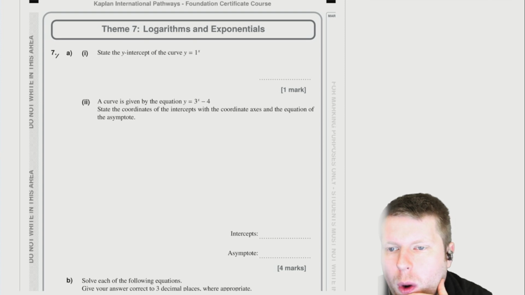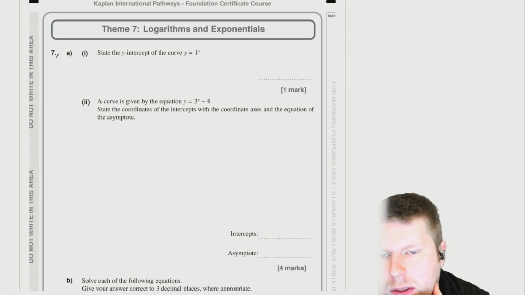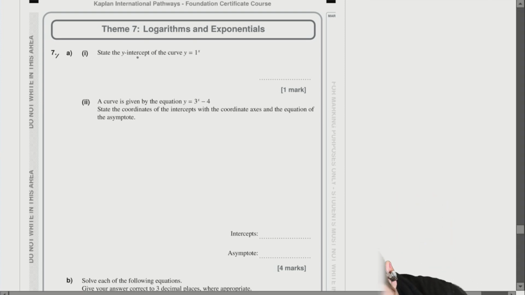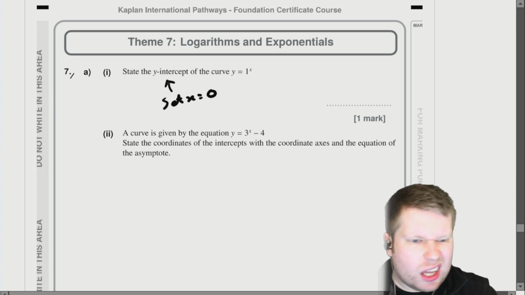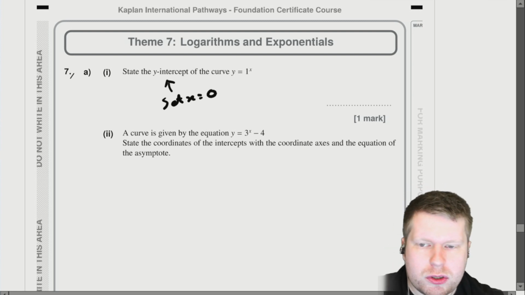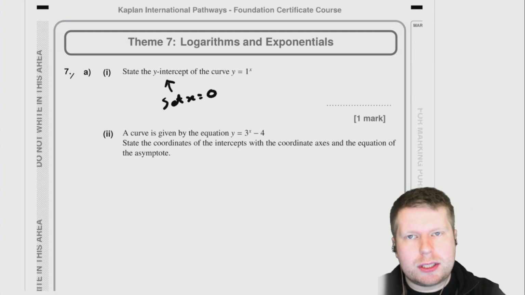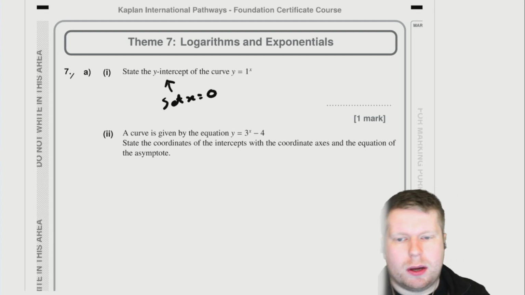Okay, so 7a part 1. State the y-intercept of the curve y is equal to 1 to the power of x. Okay, y-intercept, remember, just set x to be 0. So actually we're using this skill of finding intercepts maybe 4 or 5 times during this paper. To find the y-intercept, you set x to be 0. To find the x-intercept, you set y to be 0.